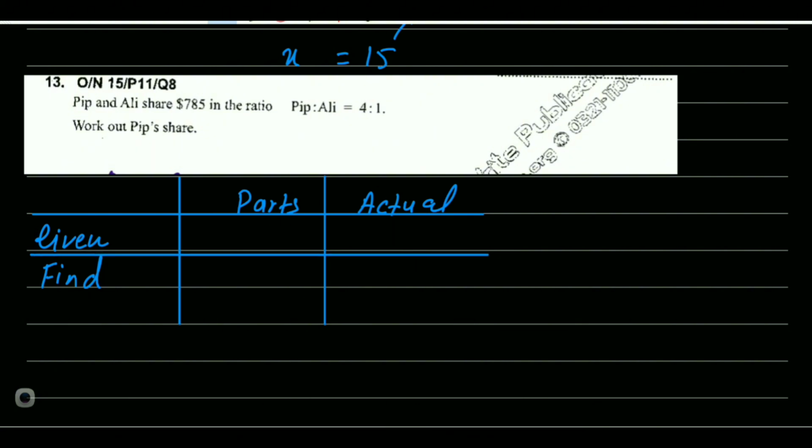Okay, so work out Pip's share. We are going to find Pip's share, and what is given? The total share is given, so you will write here total. Pip's share we have to find, that will be x. Its ratio is 4. The total actual value is 785 and the total ratio is 4 plus 1, that is 5.